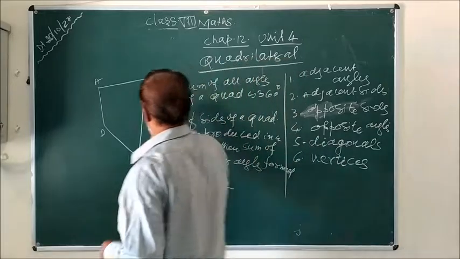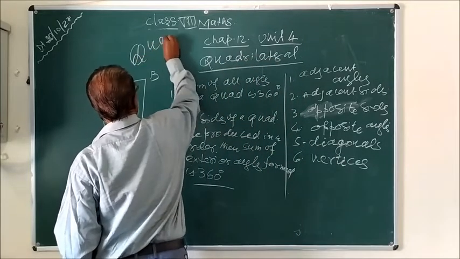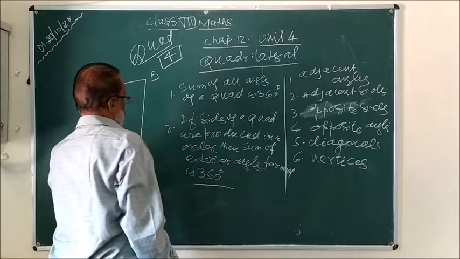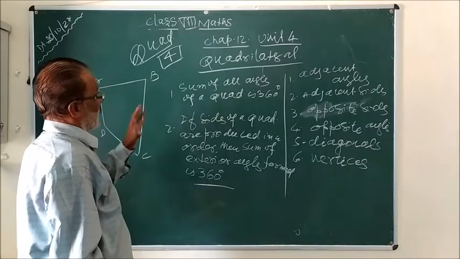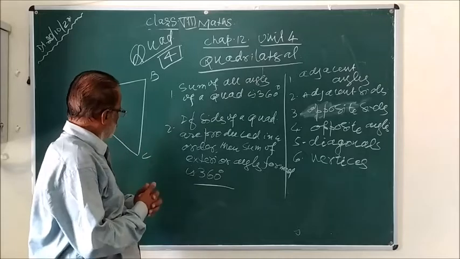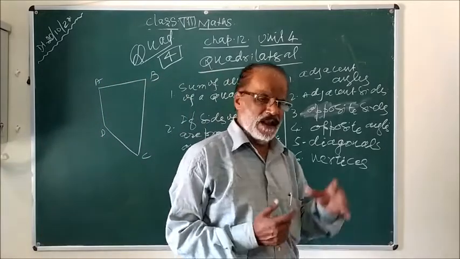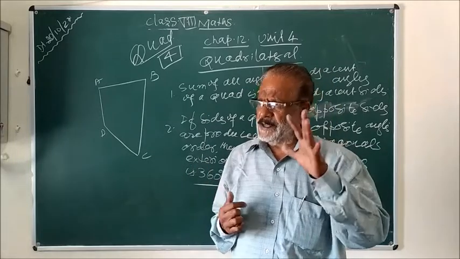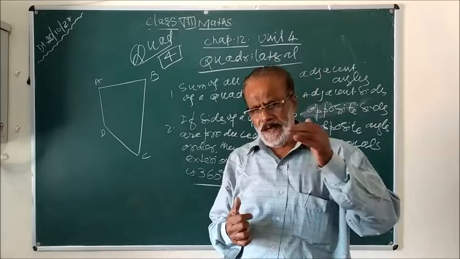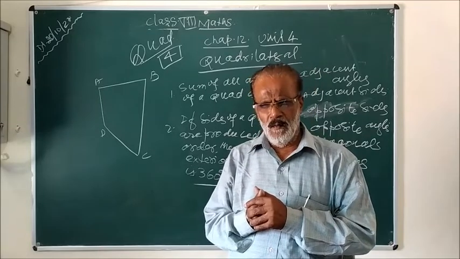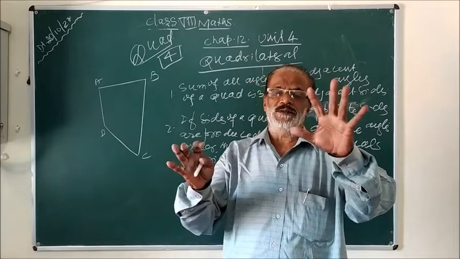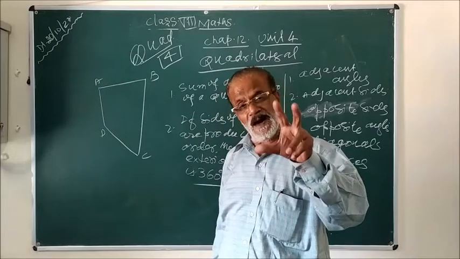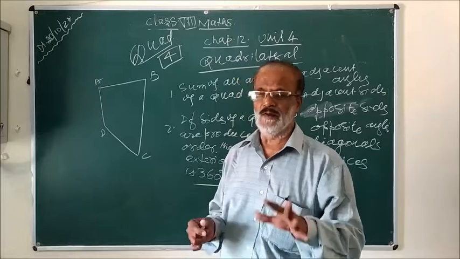Quadrilateral, the word quad. Quad means four. This is an explanation of quadrilateral. If you want to know what is quadrilateral, you can understand it from the name of this figure. In simple definition, any figure which is enclosed by four sides, that is known as quadrilateral.